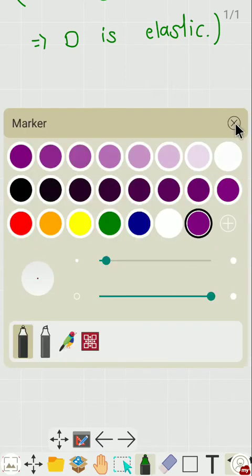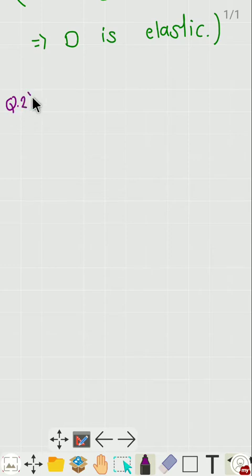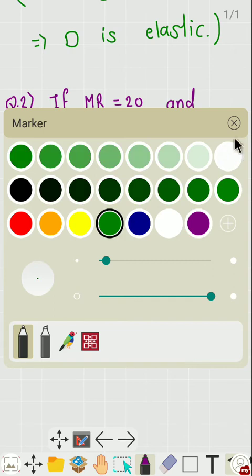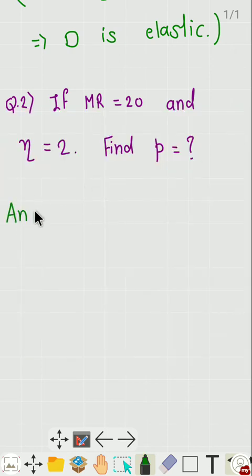Question number 2. If MR, marginal revenue, is equal to 20 and elasticity of demand with respect to price is 2, which means eta is equal to 2, find the price P. Let us write the answer for this question.